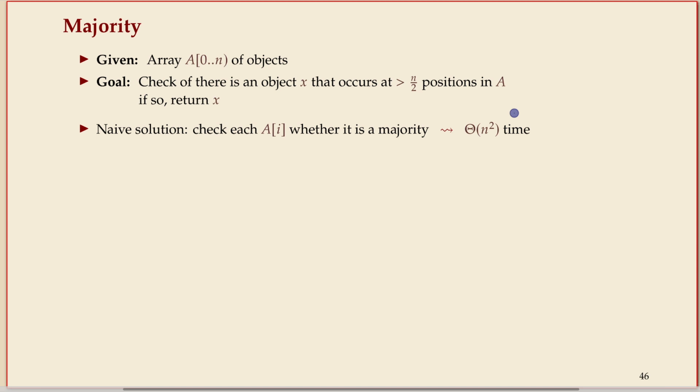The first one is the majority problem. So a new problem, time to wake up again. You're given an array of objects, and your task is to find, if it exists, an object that occurs more than half of the time. So a simple majority in political terms, but it may not exist, right? You may have too many different elements and no one is in the majority. But if there's an element in the majority, you're supposed to report it.